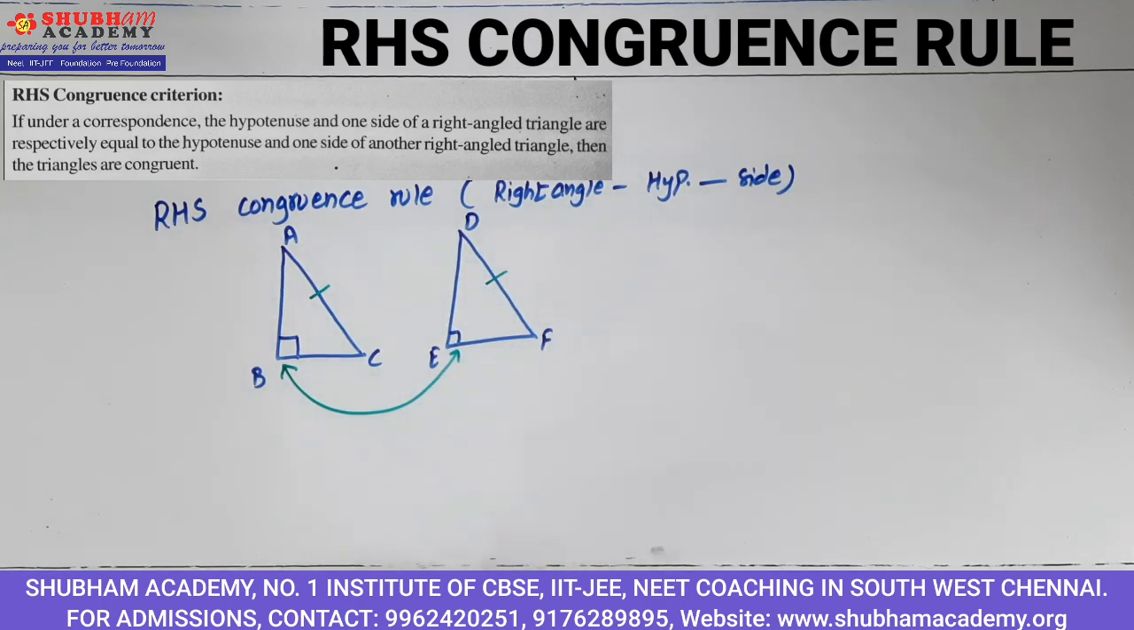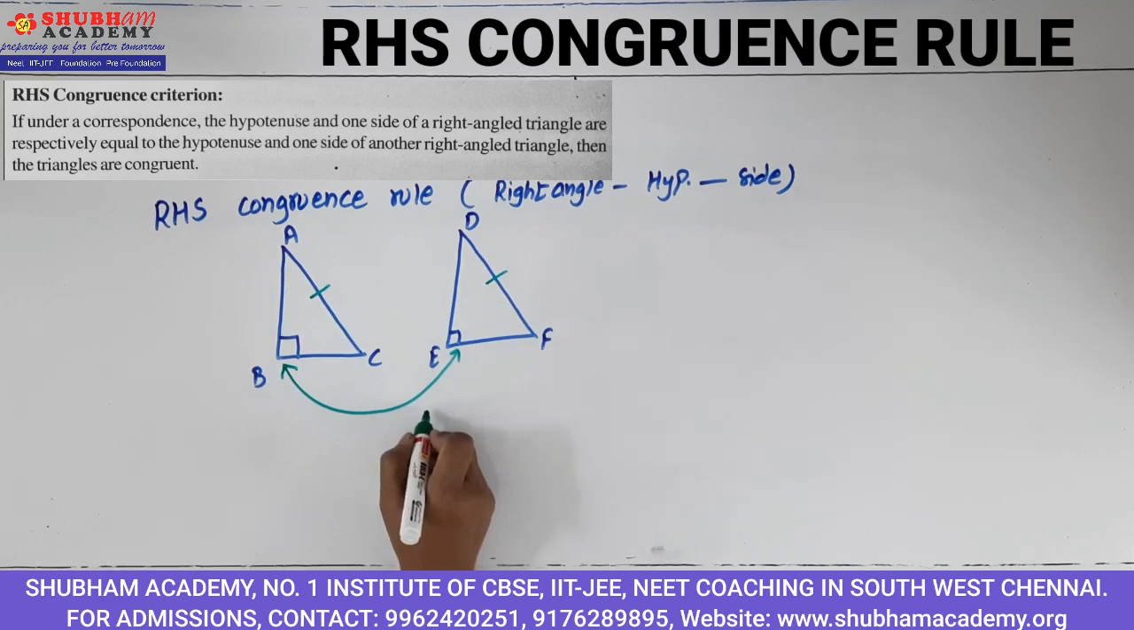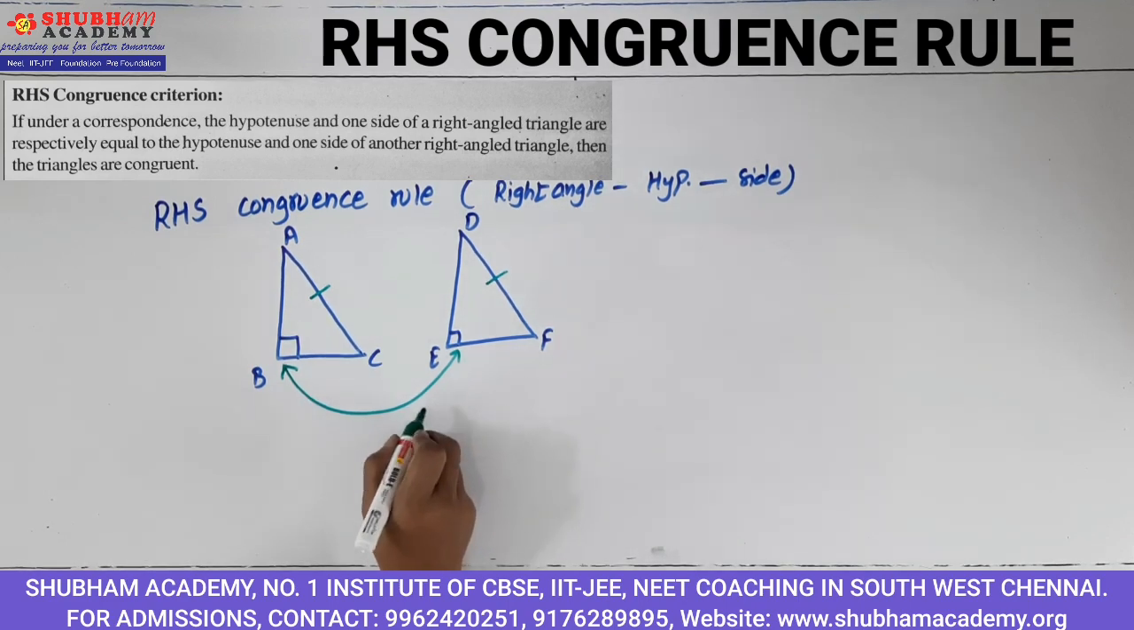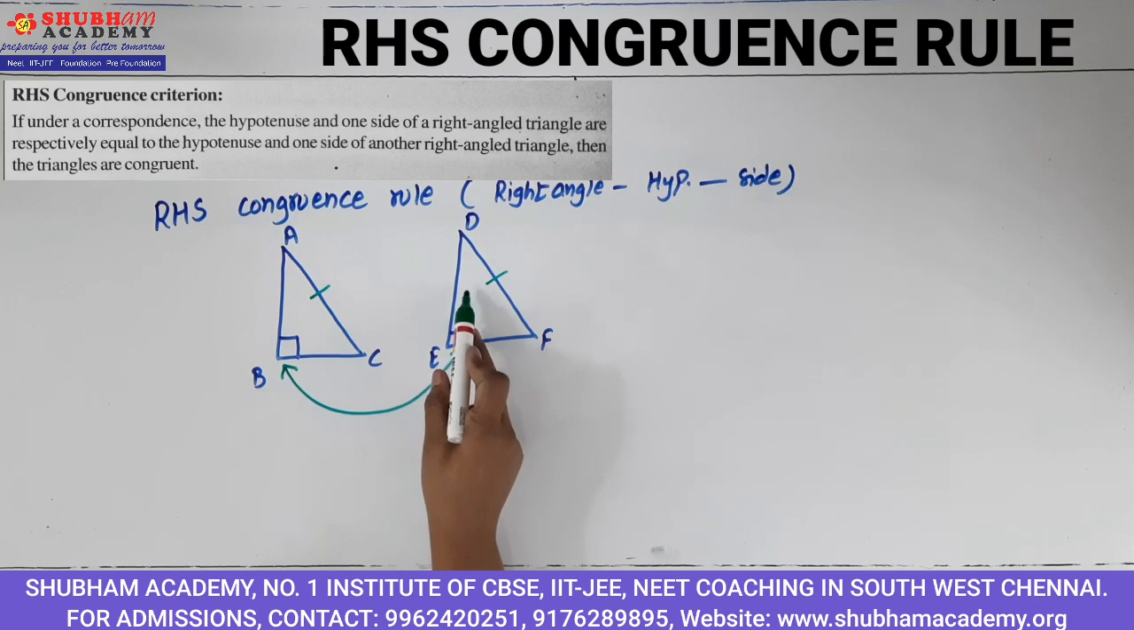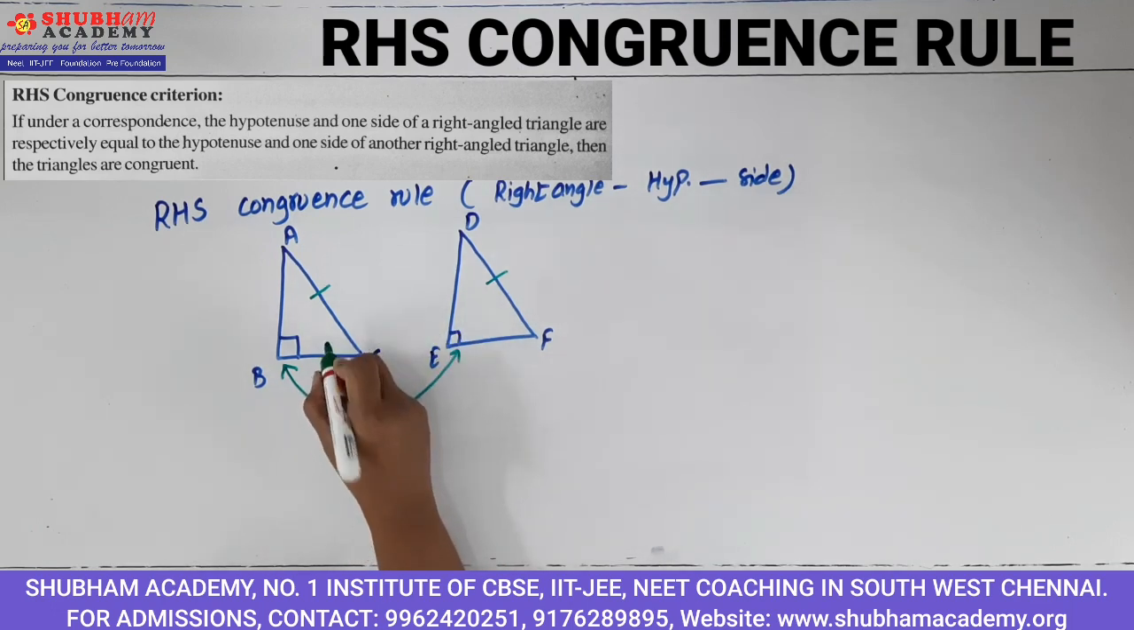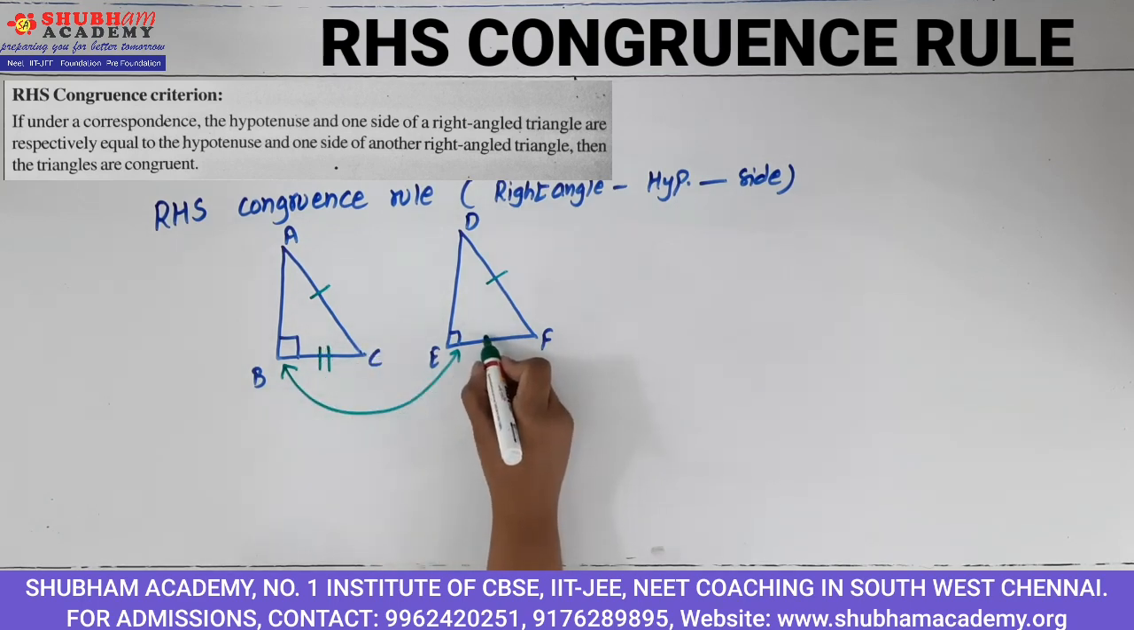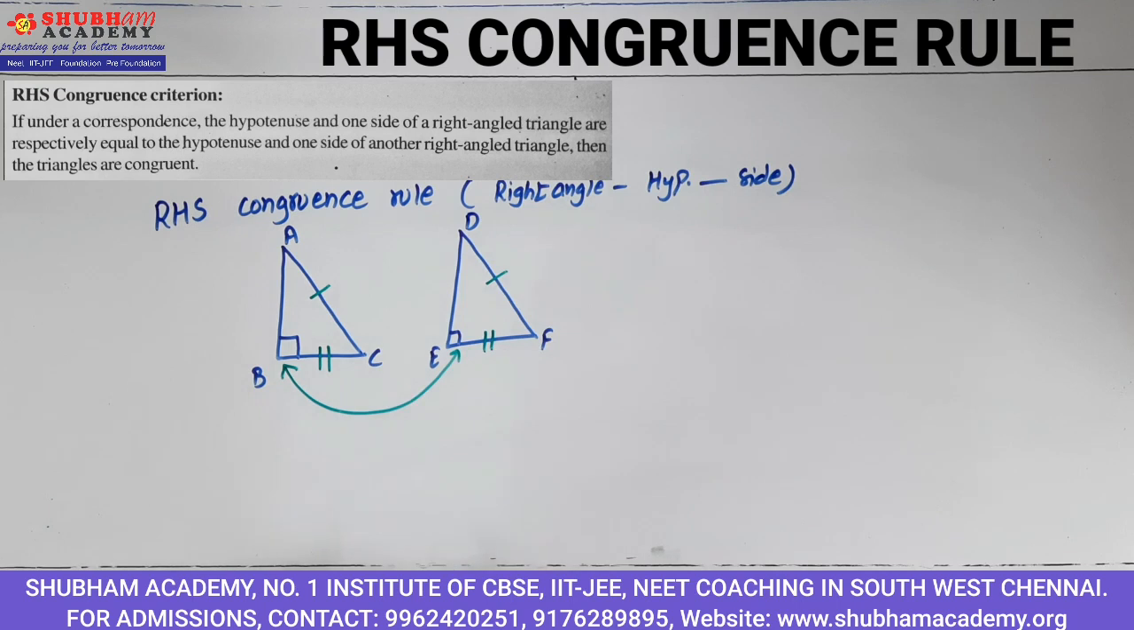E. And one more condition which is required for both the triangles under consideration to be congruent under RHS congruence rule is either AB should be equal to DE or BC should be equal to EF. So I am taking BC equals to EF. Okay. So what can I write here?